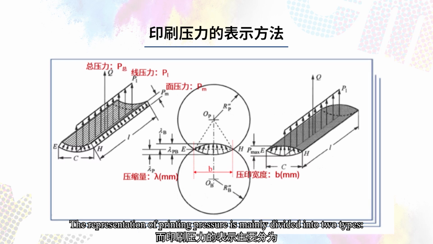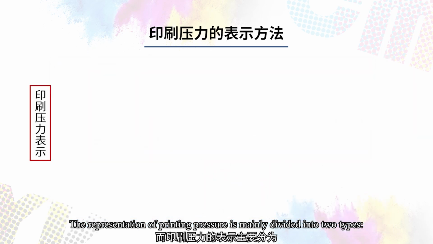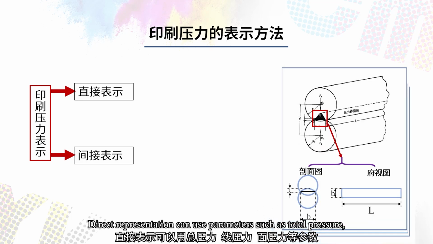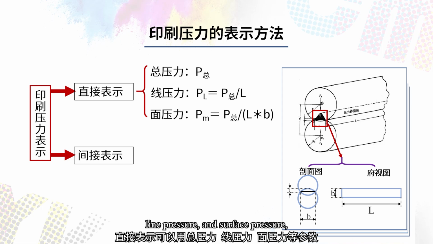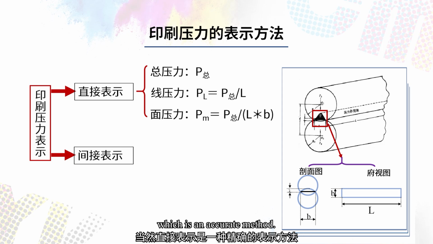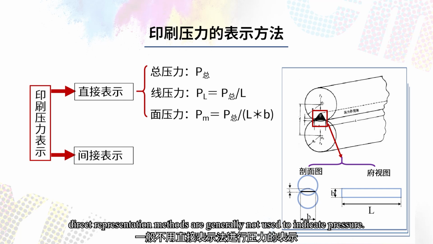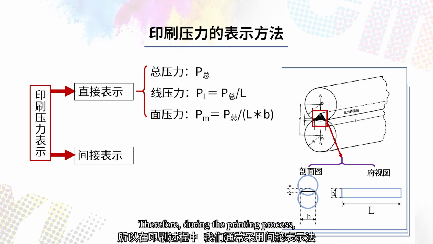The representation of printing pressure is mainly divided into two types: direct and indirect. Direct representation can use parameters such as total pressure, line pressure, and surface pressure, which is an accurate method. However, it is difficult to directly measure the specific pressure value during printing. Therefore, in specific operational processes, direct representation methods are generally not used to indicate pressure. Therefore, during the printing process, we typically use indirect representation methods.